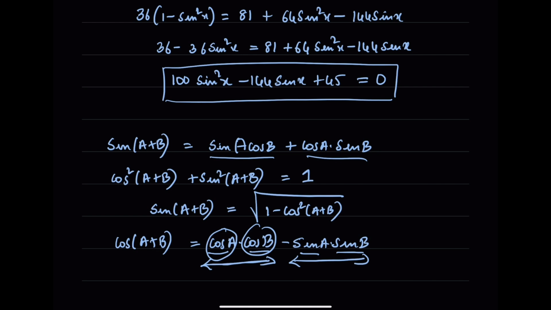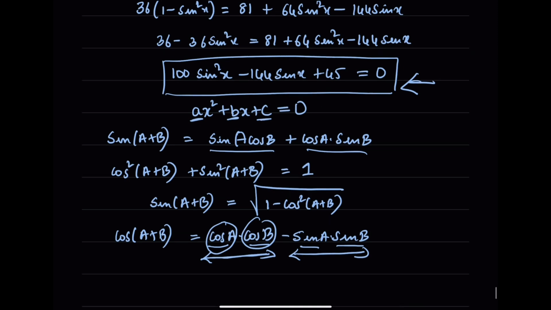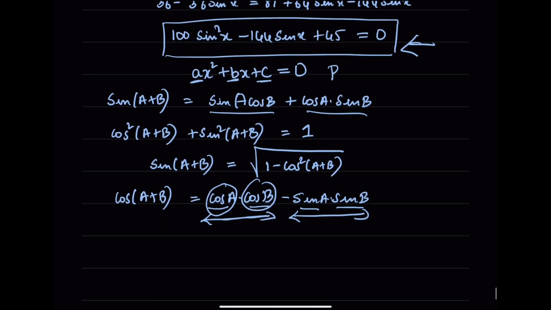Now let's go back to the quadratic equation. So what does a quadratic equation say? It is of the format ax square plus bx plus c is equal to 0. Now is this actually of that format? Here a is 100, b is minus 144 and c is 45. When it is of the format ax square plus bx plus c, there is a concept called product of roots, and that is equal to c by a, correct?